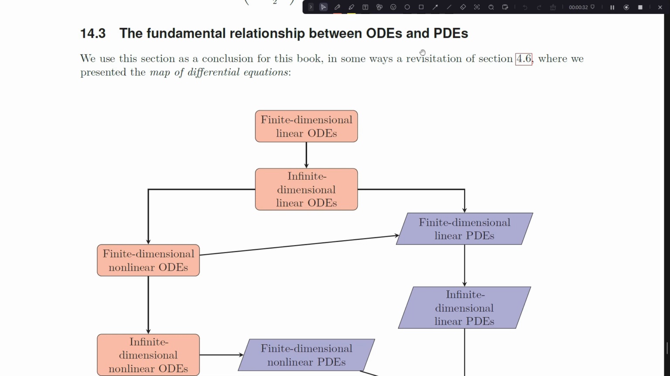And really it's a nice conclusion chapter, and it's setting us up really well for PDEs if anybody wants to take a PDEs course. So we're gonna approach this from the fundamental relationship between ODEs and PDEs.